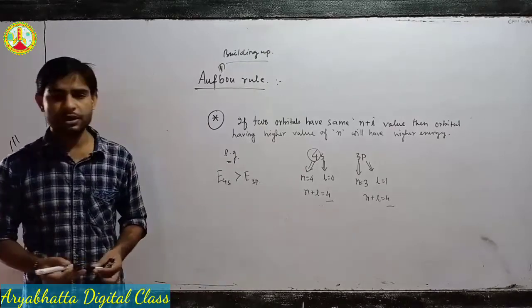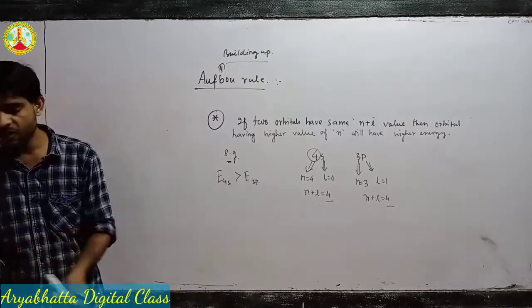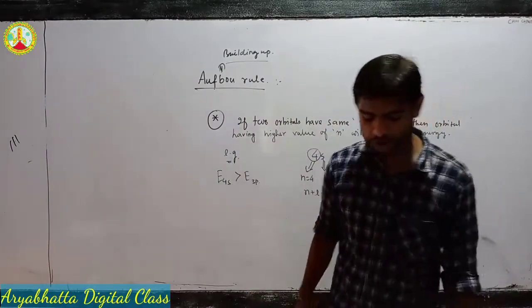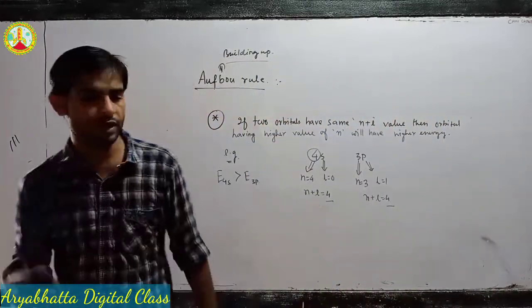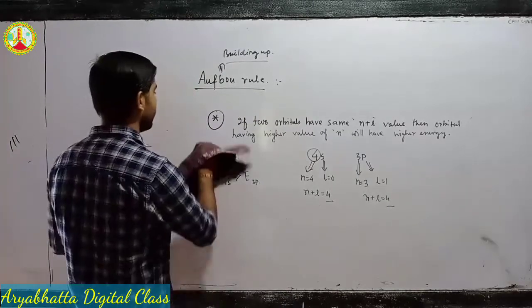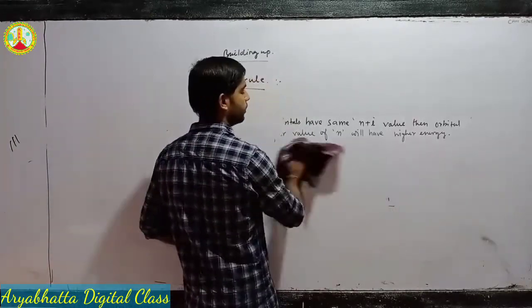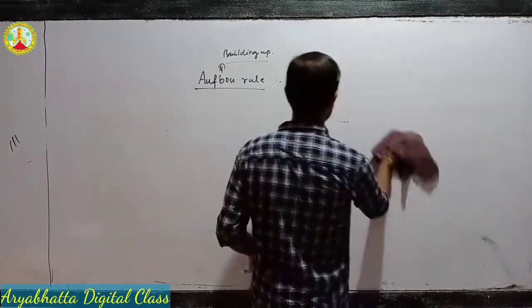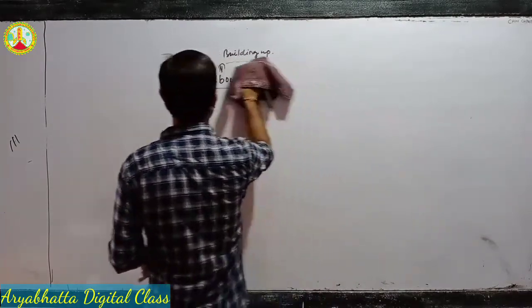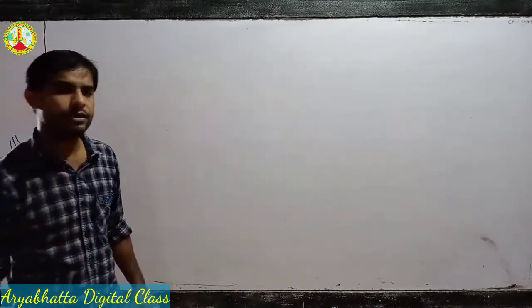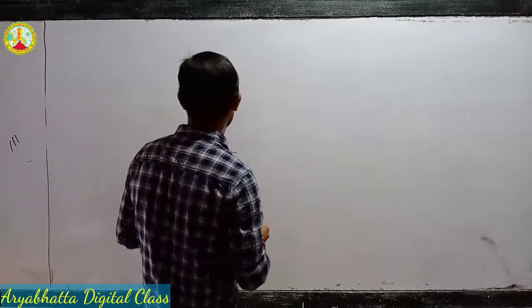So these are basically the two rules in Aufbau by which we can decide which orbital will have higher energy and which will have lower energy. And once we know which one is higher and which one is lower, we can place electrons in increasing energy order.